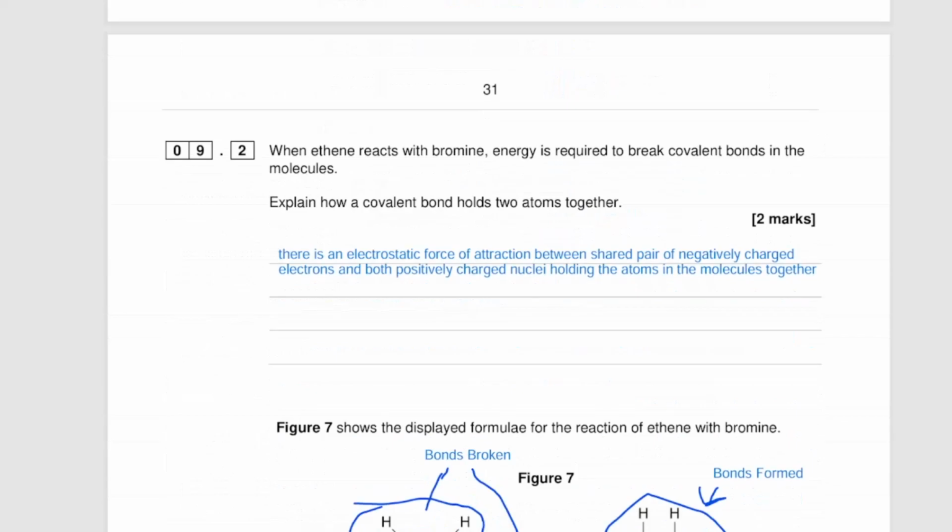Then with 9.2, when ethene reacts with bromine, energy is required to break the covalent bonds in the molecules. Explain how a covalent bond holds 2 atoms together. There is an electrostatic force of attraction between the shared pair of negatively charged electrons and both positively charged nuclei, holding the atoms in the molecules together.